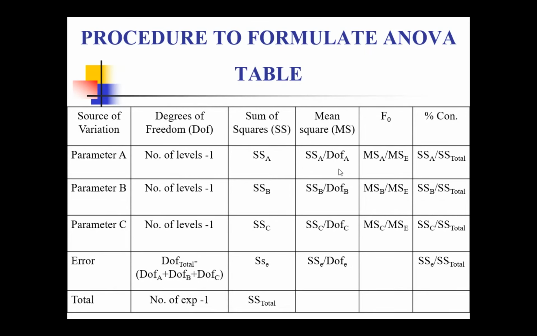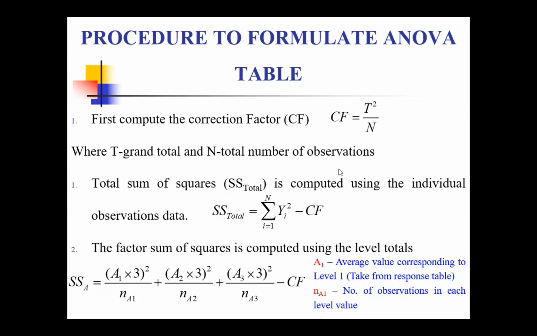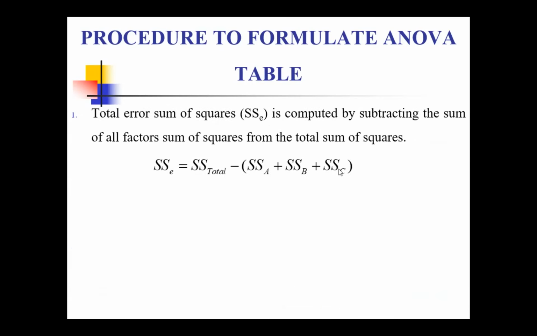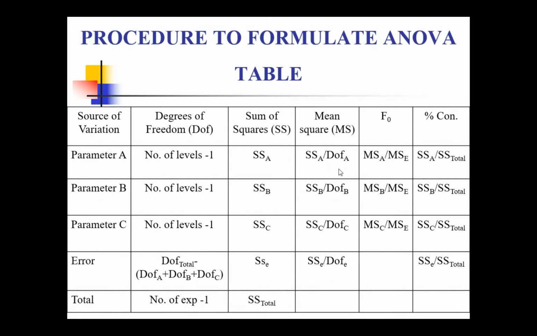Now for this example, we are considering three levels for all the parameters. Then, based on the formula that we have used here, the last formula, SSA is equal to A1 into 3 the whole square. By using this formula, I am going to determine the sum of squares for parameter A, parameter B and parameter C. And also by using the formula, I am going to determine the total sum of squares. By subtracting the summation of the sum of squares of all parameters from the total, I am going to determine the sum of squares of error.